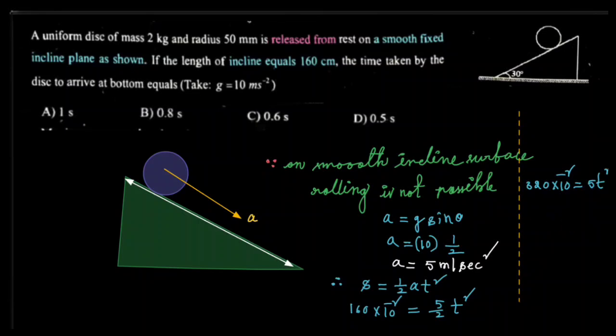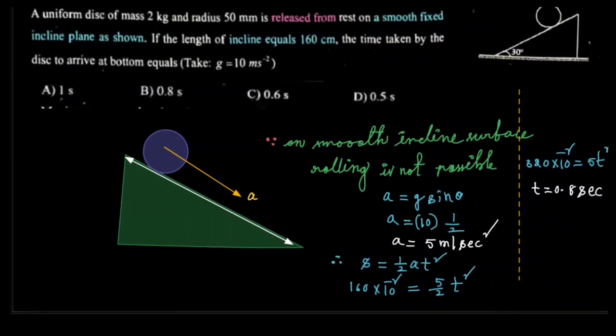So if you do this calculation, you get t is equal to 0.8 seconds. So that is the answer for this question. Clear? Please keep this in mind. On a smooth inclined surface, rolling is not possible. Therefore, there is only translational acceleration.